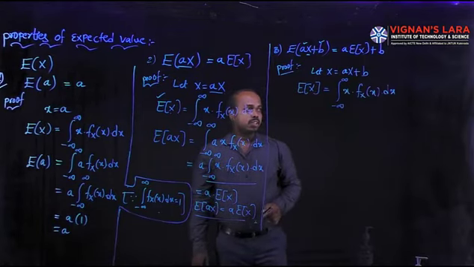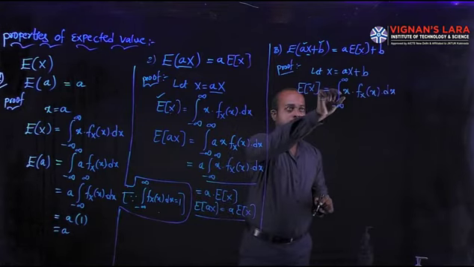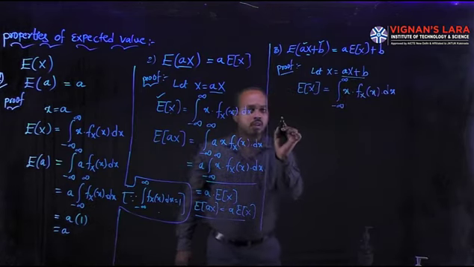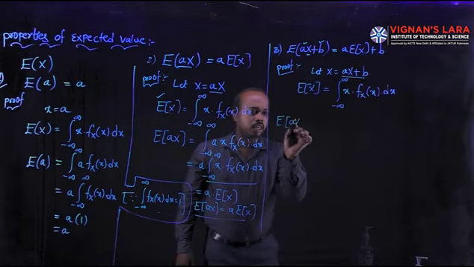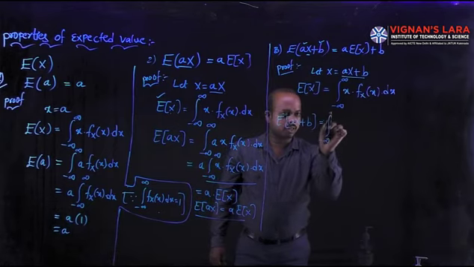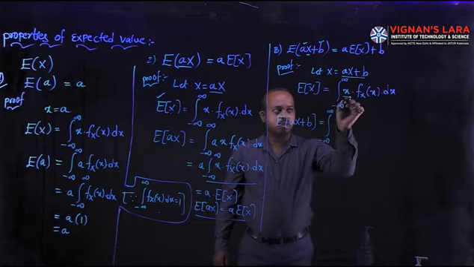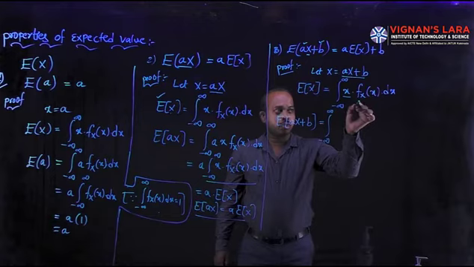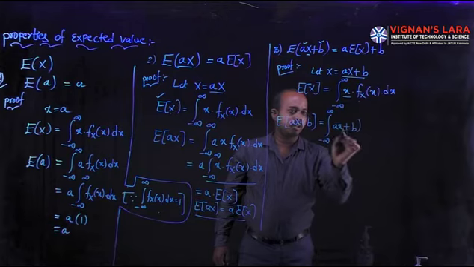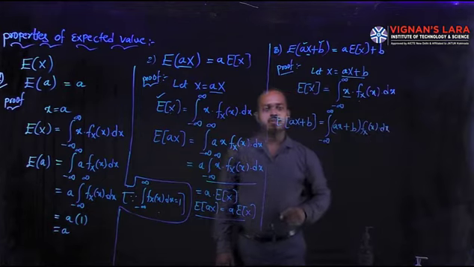In this one, I am just replacing the x value. Wherever x is there in this expectation and integral term, x can be replaced with ax plus b. Here I am writing expectation of ax plus b is equal to integral minus infinity to plus infinity. I am only making the change in the x term. I am not making any changes in the density function. I am replacing the x quantity with ax plus b into the density function fx of x into dx.